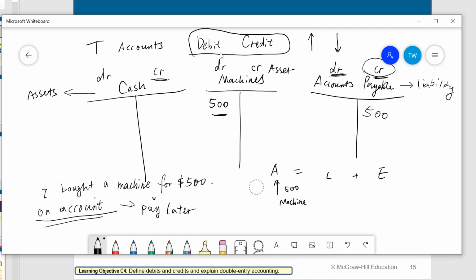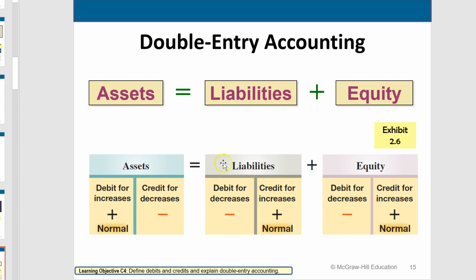And in this case, our accounting equation is still in balance, because on your assets, you have $500 more machine. On your liability side, you have $500 more debt, accounts payable. So your equation is still in balance: a 500 increase on the left hand side, a $500 increase on the right hand side. And you have one on the debit side, the other on the credit side, following the rules of double-sided accounting.